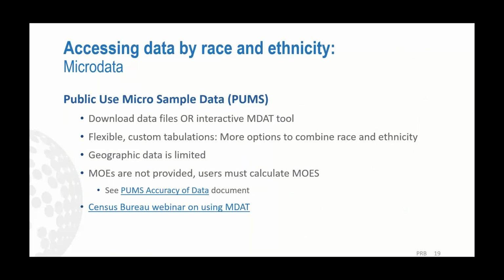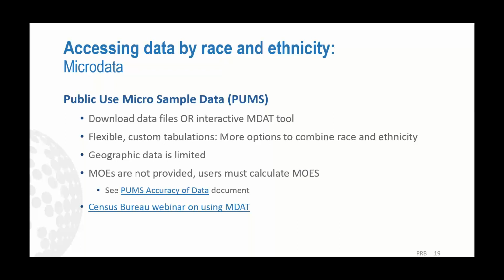So to close out, I just want to point to additional resources for obtaining data by race and ethnicity. The ACS Public Use Microdata Sample, also known as the ACS PUMS, allows data users to create variables and combinations of variables that enable use of the detailed race and ethnicity information in combination with many other variables. These files can be downloaded and analyzed using statistical software, or data users can use the interactive MDAT tool that can be accessed on data.census.gov.